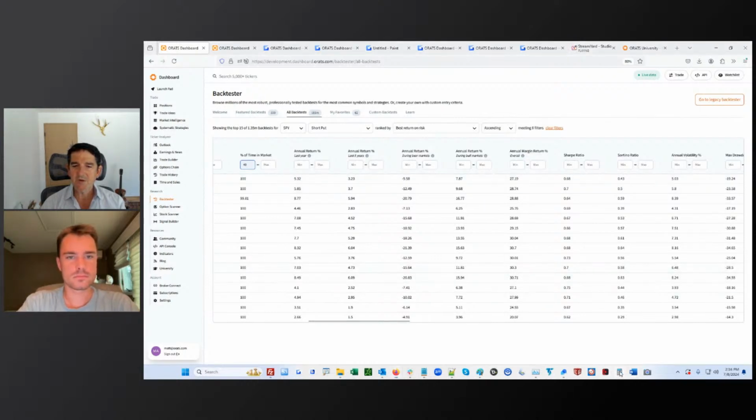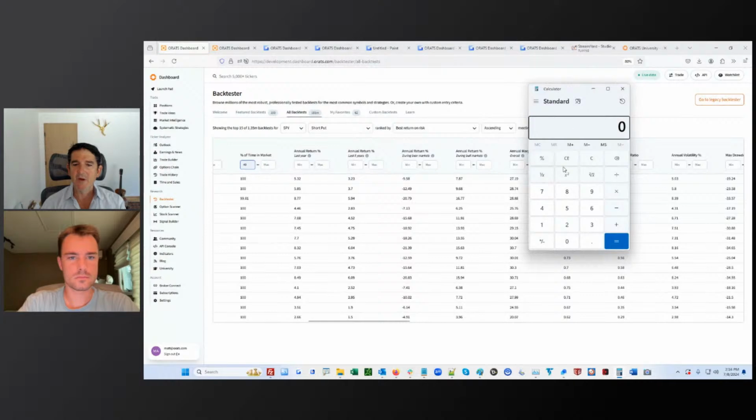So just to look at the first one and the third one, for example, 9.58 divided by 7.87. So that's like 21% worse during the bear market. So let's look at the next one. So it's 12.49 divided by 9.68, and that's 24% worse. Did I do that right? I hope so. Yeah, I think you did.